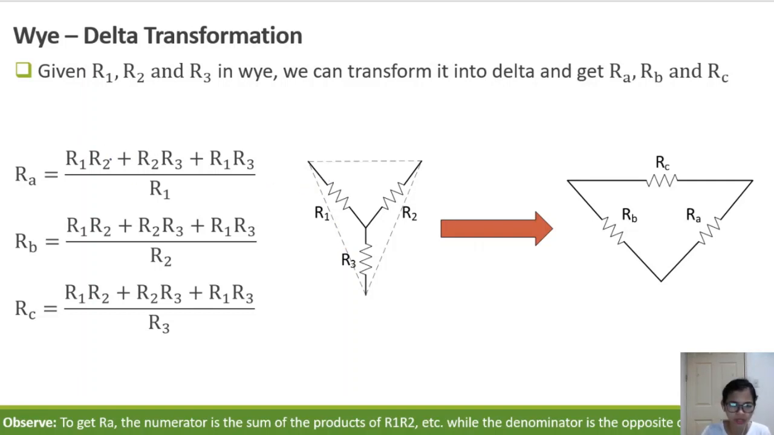Okay, so the formula is here, and I think I put here a small note. To get RA, it is assumed that R1, R2, and R3 are given, and you are to transform them into this one. Therefore, the unknowns are RA, RB, and RC. And to get RA, the denominator would be the opposite. So when you solve for RA, the denominator would be R1. It's like the opposite of RA. When you solve for RB, what is the opposite for RB? That is R2. And opposite for RC, that is R3. Okay, and then you do the memorization na lang.